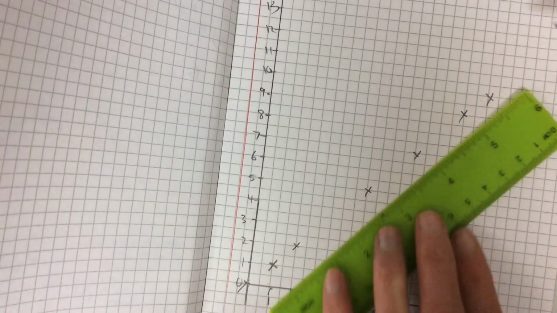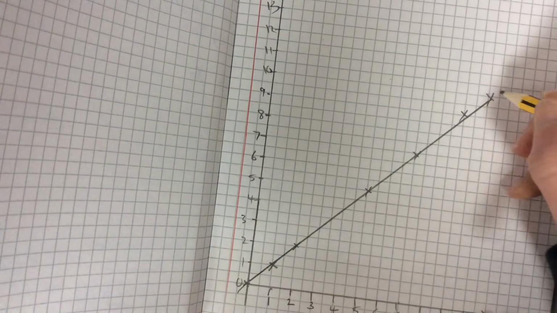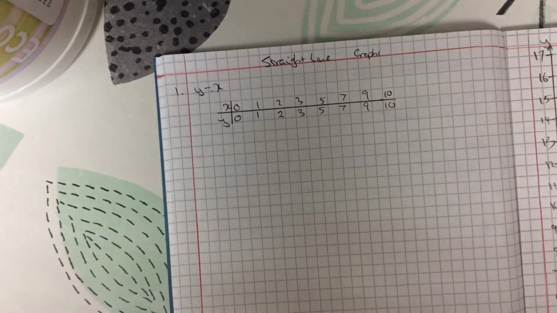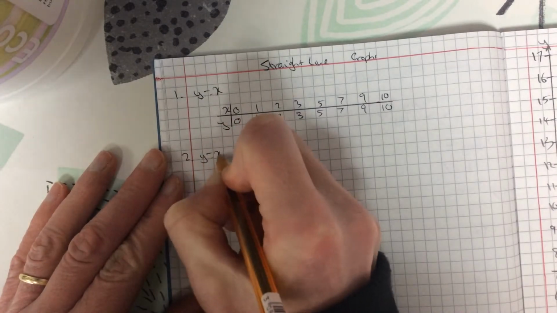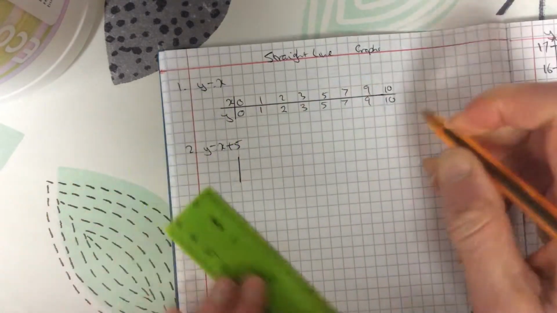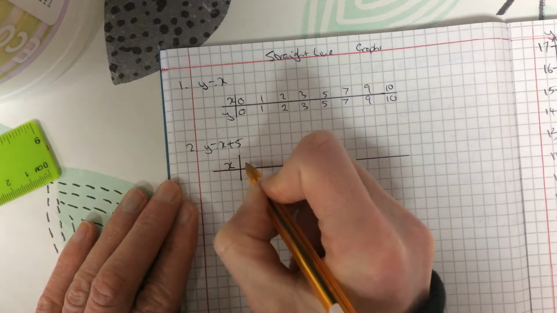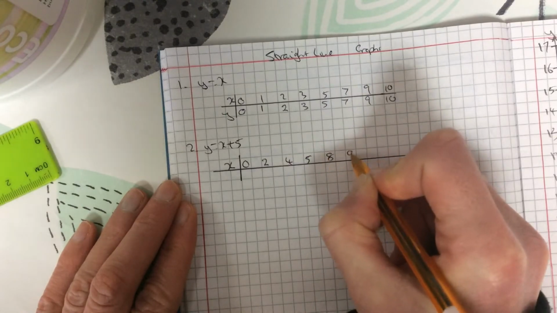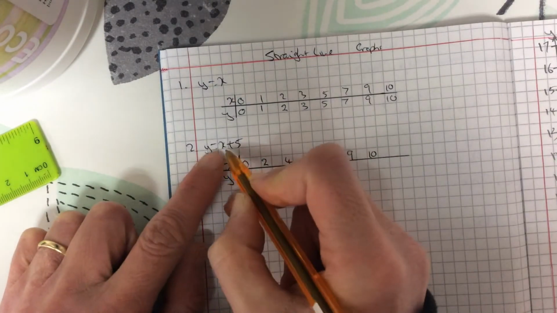Then take a ruler and join these all up. If you've done it perfectly, it should be a lovely straight line. And call that line y equals x. Now, number 2 from your sheet is y equals x plus 5. Again, I want you to copy out your table. It's exactly the same as what we have in the questions. And it goes 0, 2, 4, 5, 8, 9, and 10. And this time our instructions are telling you that y is x plus 5.